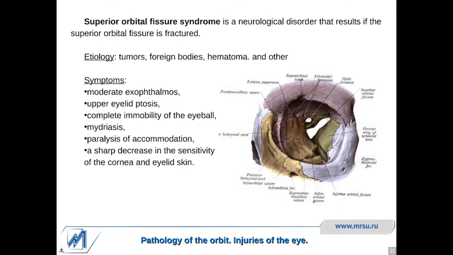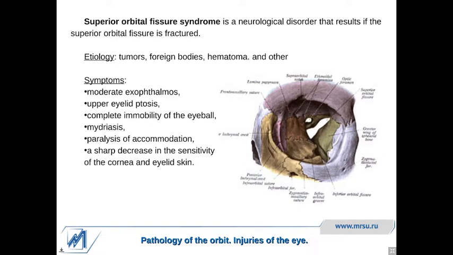There is a special syndrome due to the damage of the superior orbital fissure and the structures going through this foramen. This syndrome is a neurological disorder that results if the superior orbital fissure is fractured. Etiology: it can be tumors, foreign bodies, hematomas, and others.